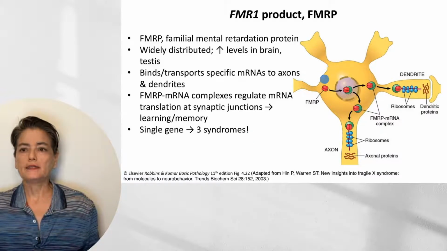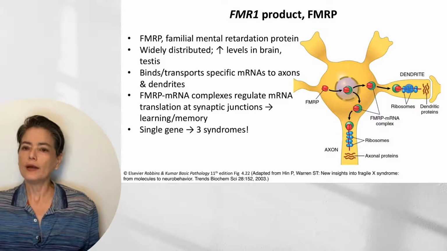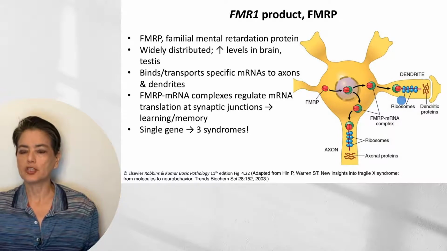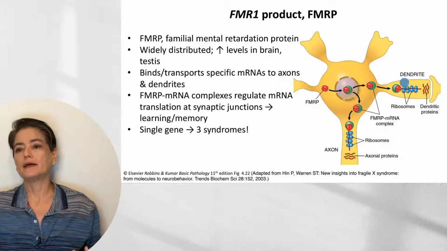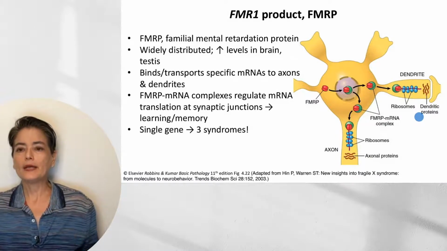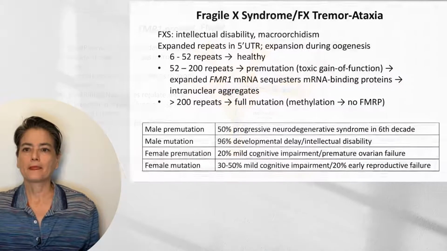What this protein does is that it is going to enter the nucleus. It binds and transports specific mRNAs to our axons and our dendrites. And what it does there is it's going to regulate mRNA translation at our synaptic junctions. And this is relevant because our synapses are very important for learning and memory. And what is particularly interesting and complicating about Fragile X is that this single gene is responsible for what appears to be 3 syndromes. So let's take a look at that.